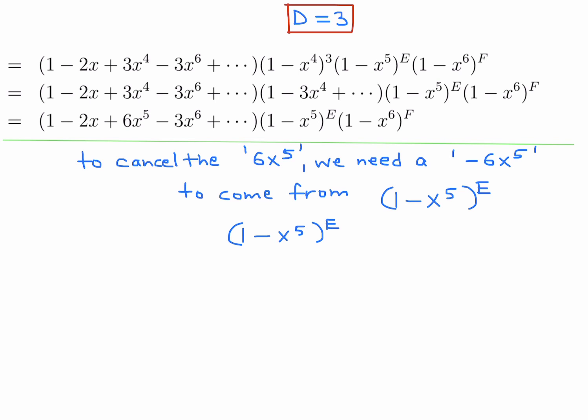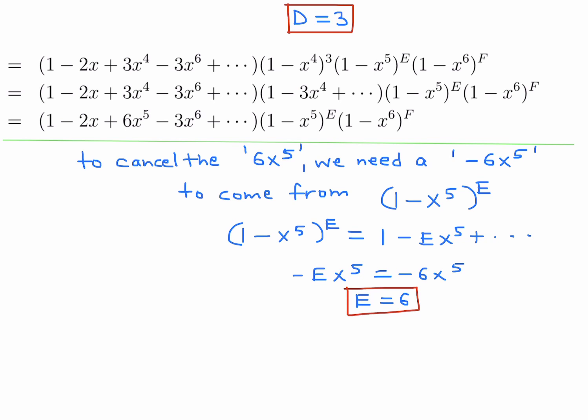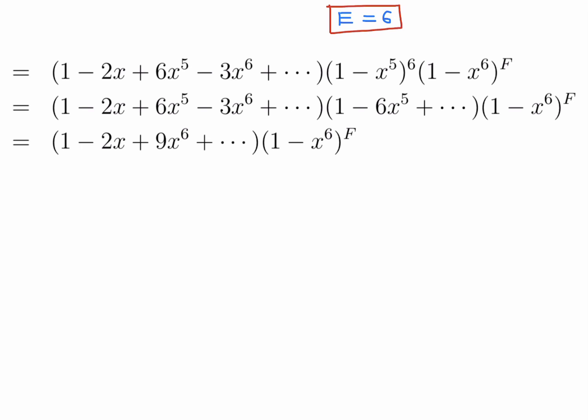And as before, we use the binomial theorem to expand this. And when you do, you get 1 minus ex to the fifth plus ... But we don't need to go any further. We just know that this has to be minus 6x to the 5. So that means minus ex to the 5 has got to be minus 6x to the 5, and therefore e is equal to 6. So I've got the second last one, and therefore as e is equal to 6, my expression now becomes equal to this. So at this point, we have just one letter remaining to solve.